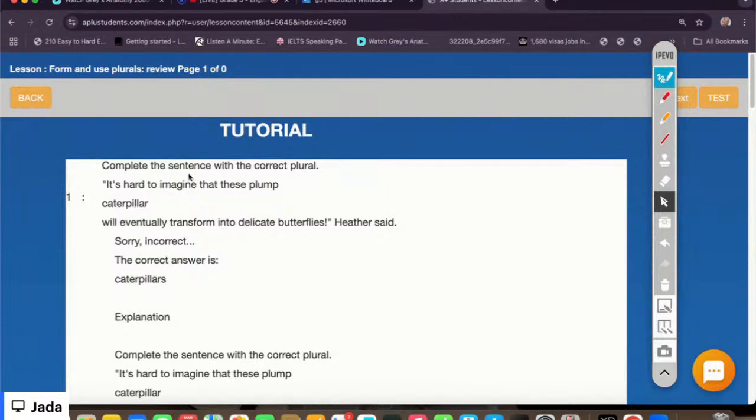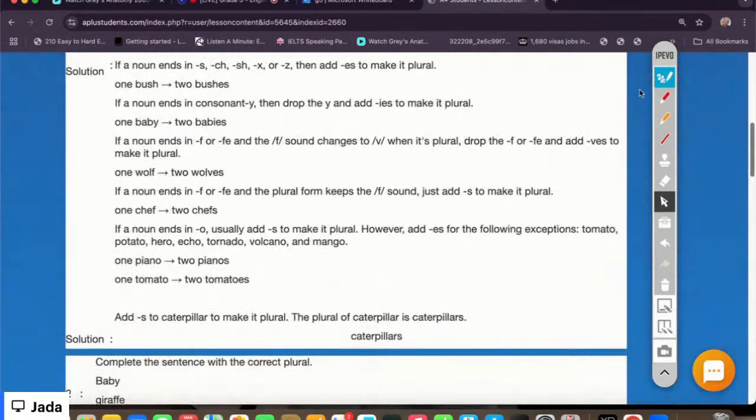All right, so complete the sentence with the correct plural. It is hard to imagine that this plump caterpillar will eventually transform into delicate butterflies, Heather said. So now you have to correct the plural. So caterpillar should be corrected. And in plural, we will have what? Caterpillars. Because it's just one. Okay? So we add S to that.